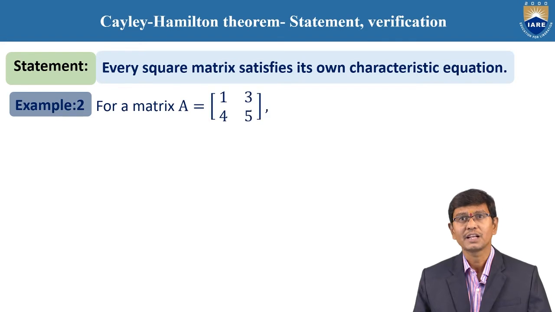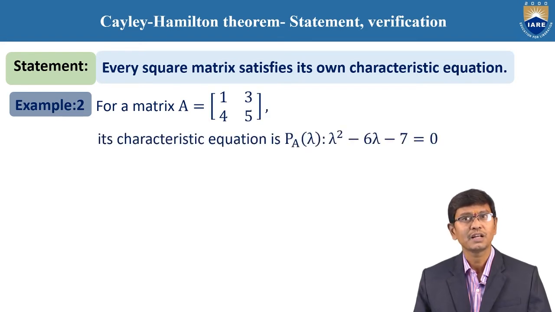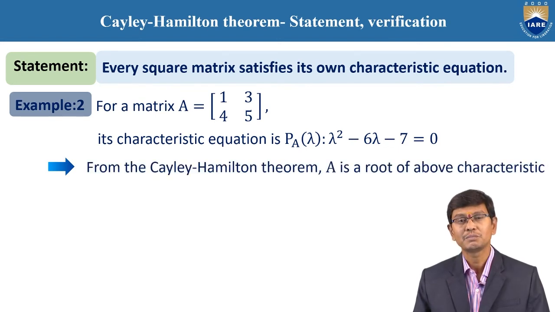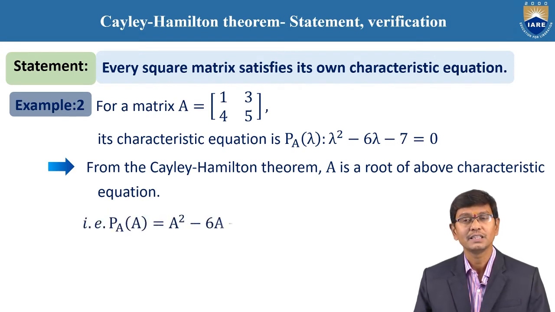For example, take one other example, a matrix A is equal to 1, 3, 4, 5. And when we are verifying the Cayley Hamilton theorem, we need to find the characteristic equation, that is determinant of A minus lambda I is equal to 0. Here, by solving this matrix, where lambda is a scalar and I is a unit matrix of order 2, the equation reduces to lambda square minus 6 lambda minus 7 is equal to 0. Now we want to verify whether this equation is satisfied by replacing lambda with A, that is, A square minus 6A minus 7I is equal to 0.